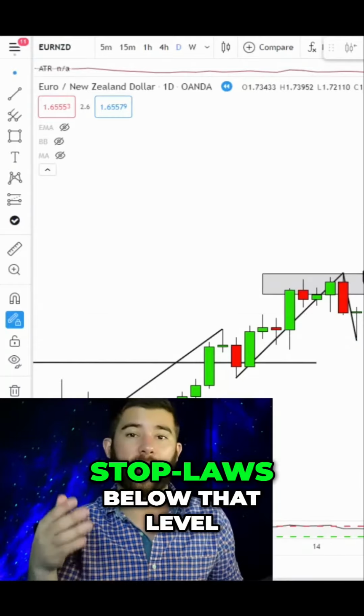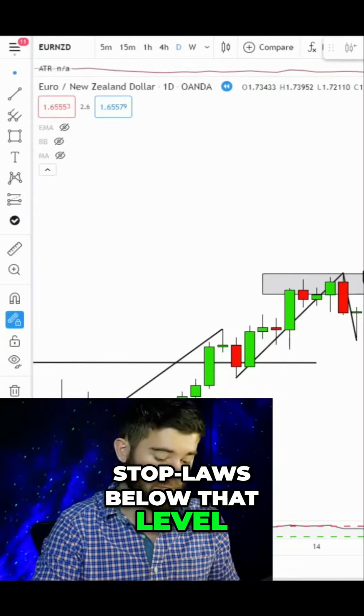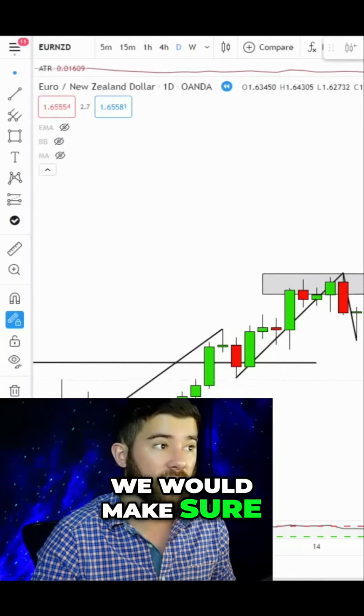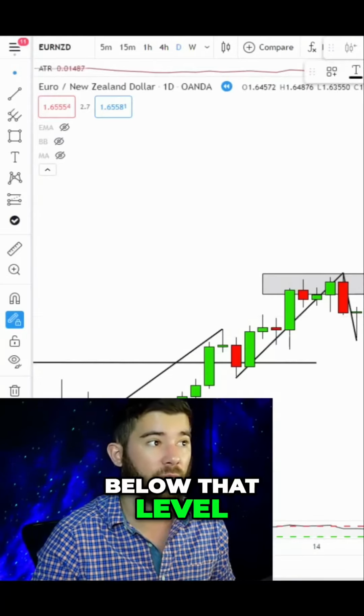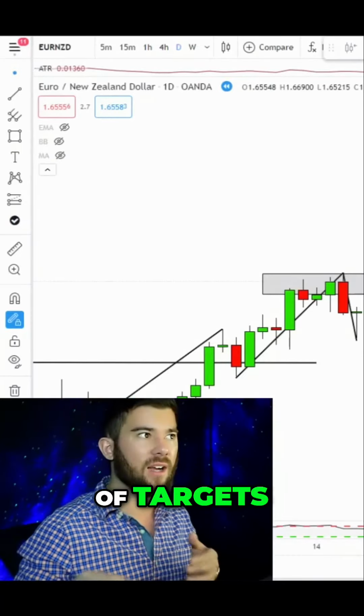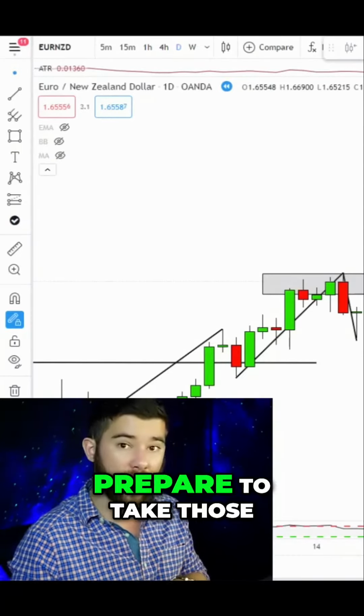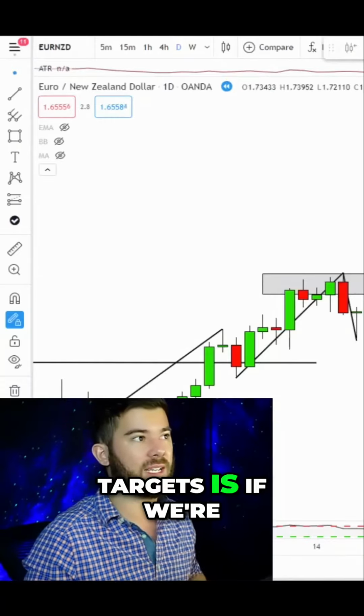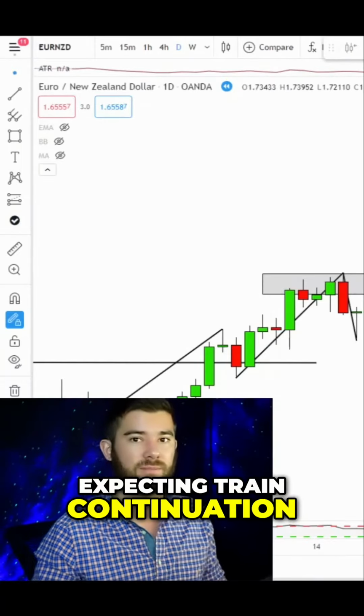We definitely want our stop loss below that level. So with that being the case, we would make sure that our stop is below that level, keeping us safe. In terms of what we can expect out of targets, the way we use this to prepare to take those targets is if we're expecting trend continuation.